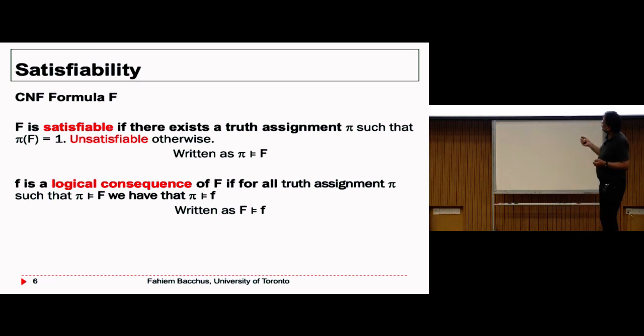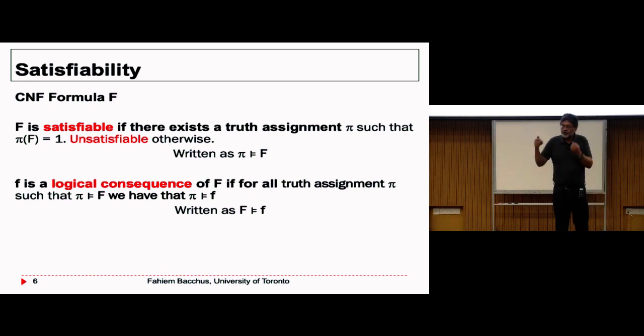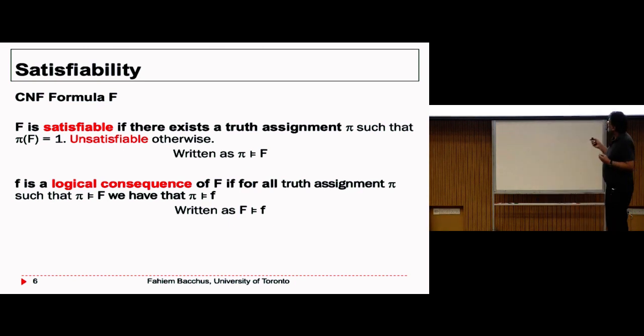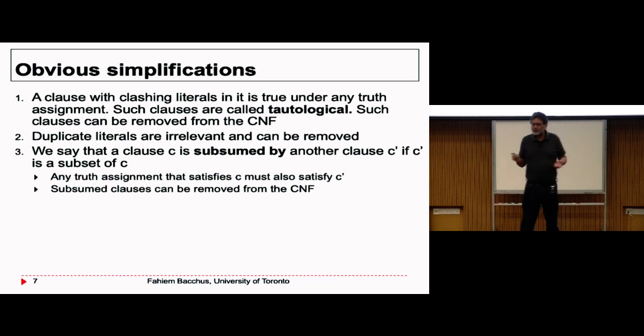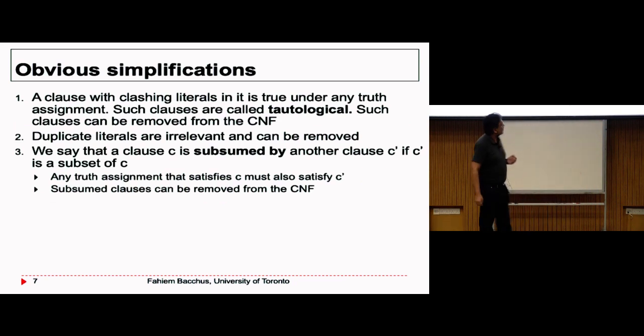What's useful as well is the idea of logical consequence. You have another clause f. You say that f is a logical consequence of your input formula, big F, if every model of F, every truth assignment that satisfies F, also satisfies little f. So that's the notion of logical consequence, and we often write it with this double turnstile notation, which is the semantics.